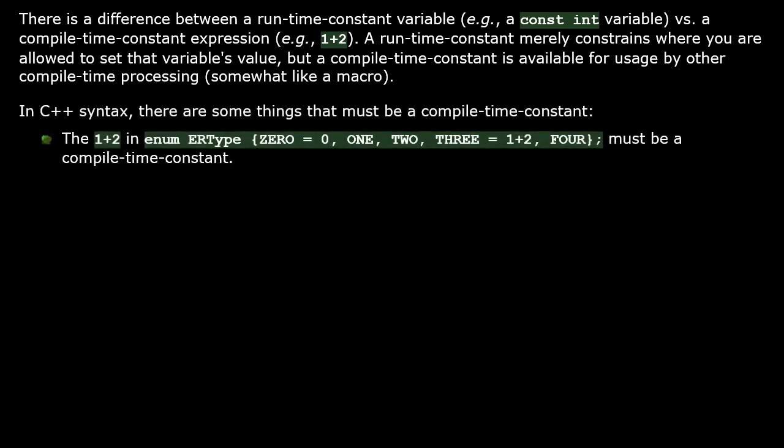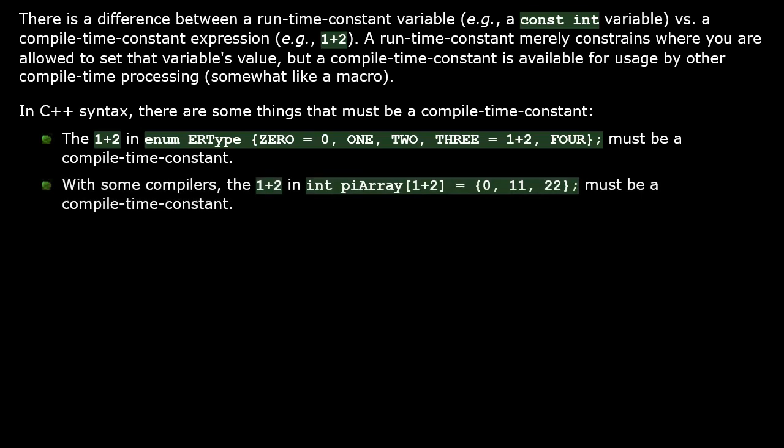The importance of some expression being a compile time constant is that the compiler would be able to make use of that value while it's doing its compiling work. In C++ syntax, there are some places where the compiler needs to know an expression's value at compile time, and thus they must be a compile time constant expression. One example is the numeric value which underlies each enumeration value. It's not restricted to being only a numeral. It could be a full expression like 1 plus 2, but that expression must be a compile time constant.